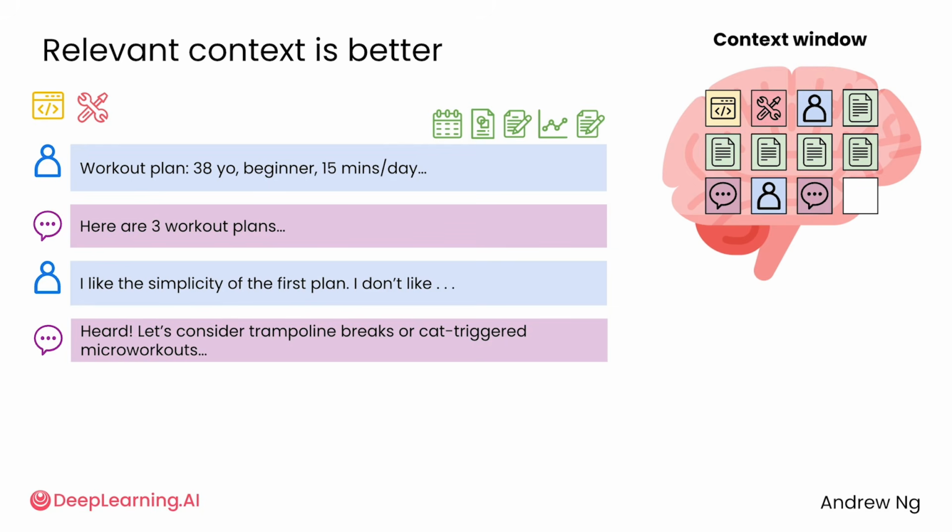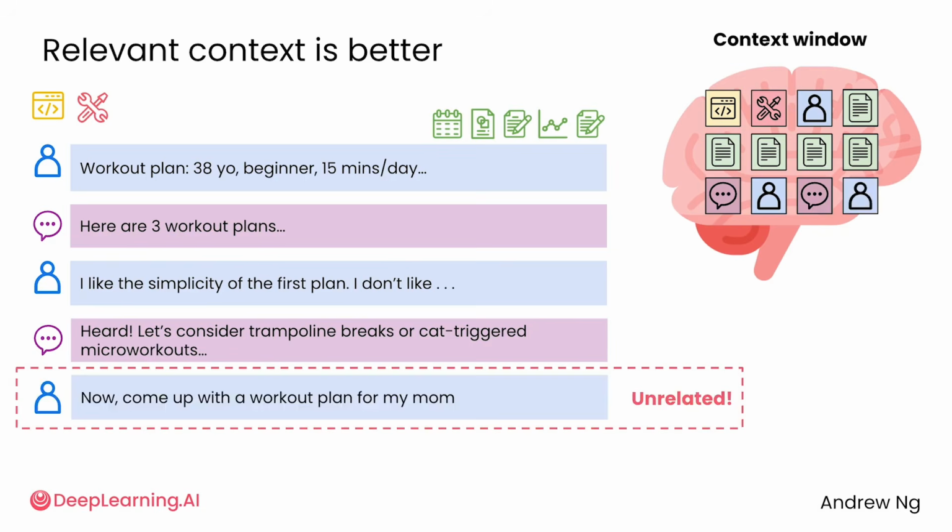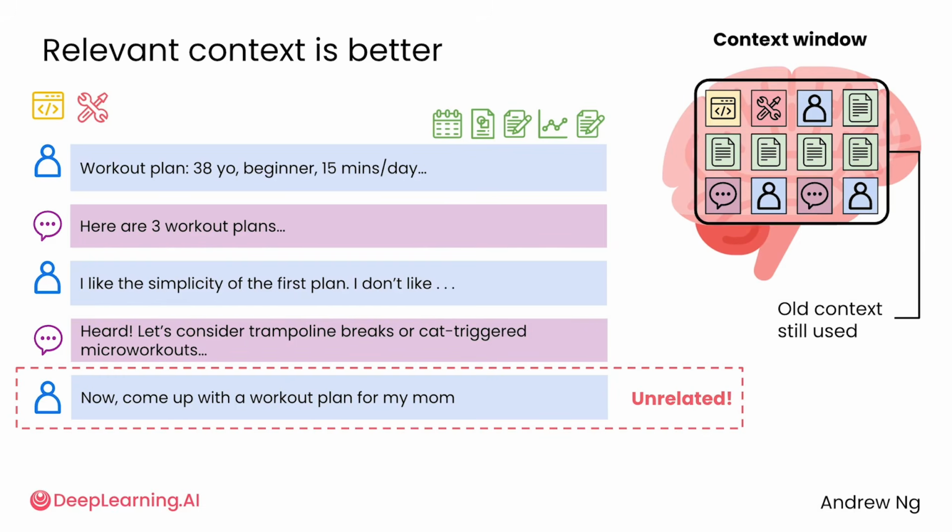Now, let me take this in a different direction. Imagine you had asked it for the workout plan, like I've shown here, and it's given you a few workout plans. If you were to, instead of giving feedback on these plans, go in a totally different direction and say, now come up with a workout plan for my mom. Well, a lot of the context the AI model has, including your schedule, your workout preferences, all that isn't really relevant for your mother's workout plan, I guess, unless the two of you work out together. And so all this context would be distracting for the AI system and might lead it to generate a worse answer. And in fact, it can be hard to know whether this answer was influenced by the previous context.